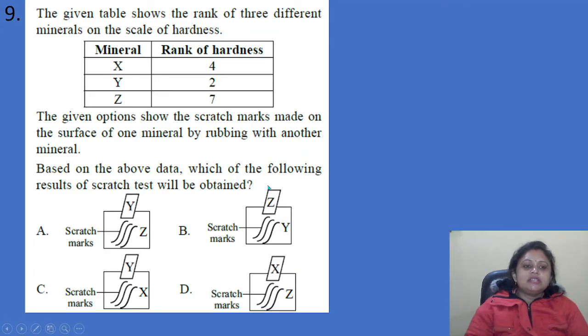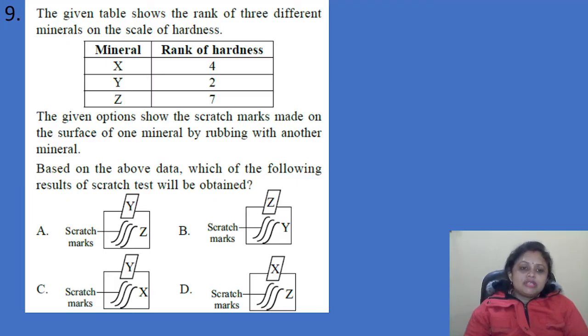Coming to the next question, the given table shows the rank of 3 different minerals on the scale of hardness. So minerals are X, Y, Z, rank of the hardness 4 to 7. The given options show the scratch marks made on the surface of one mineral by rubbing with another mineral. Based on the above data, which of the following results of scratch test will be obtained?